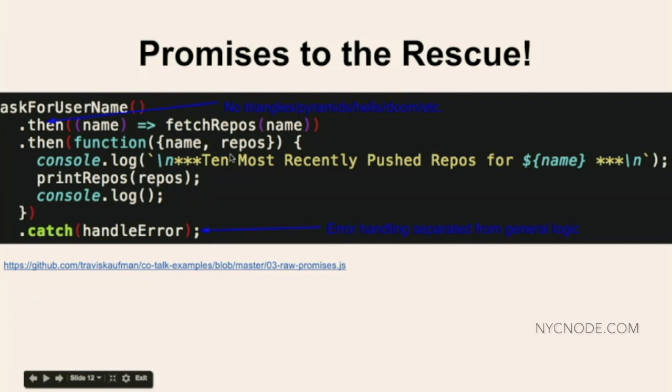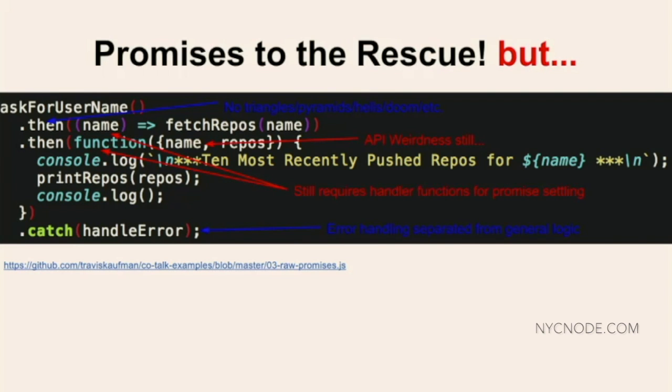So no pyramids, no triangular structures at all, which is great. And also the error handling is separated from the general logic, which is a pattern I really like because it keeps the logic really clean and concise, so you don't have to pepper it with error handling mechanisms, right? So that's pretty good, but still a couple of issues, right?